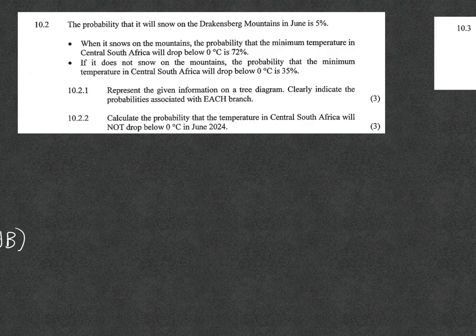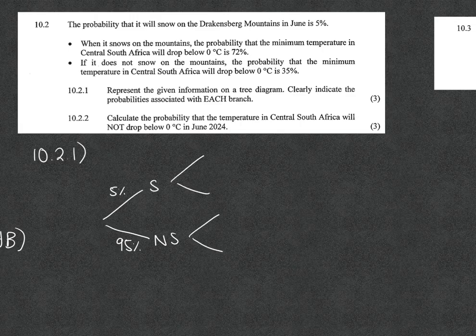Okay, cool. So, first things first. Two different events happening here. The first one that we're going to figure out is whether it's going to snow or not. So snow and no snow. Chances that it snows is 5%. Chances that it doesn't snow is 95%. After that, we've got the temperatures going below 0 degrees. So let's say here, below 0 degrees and not, below 0 degrees and not.